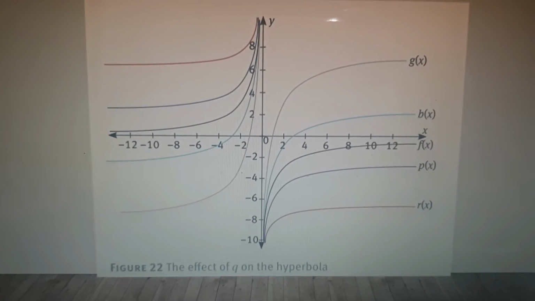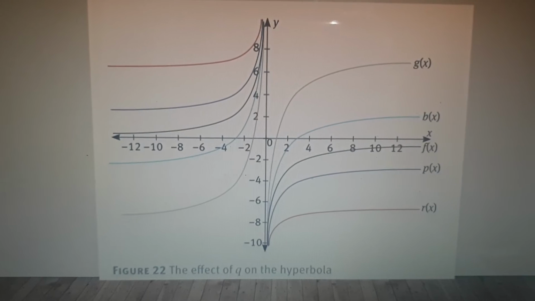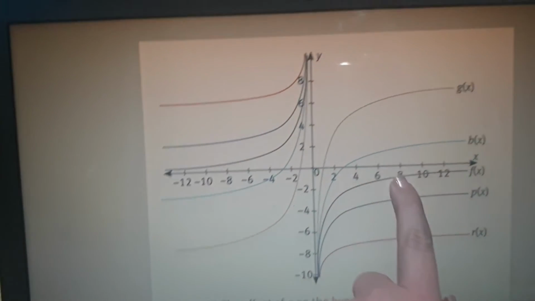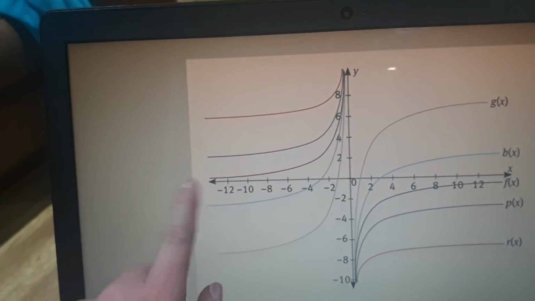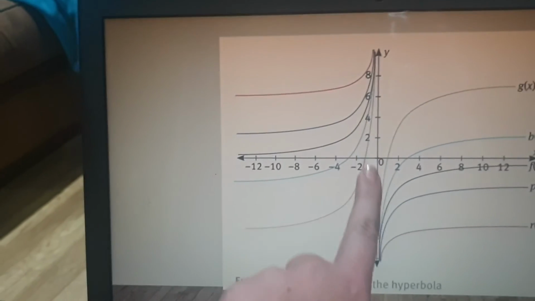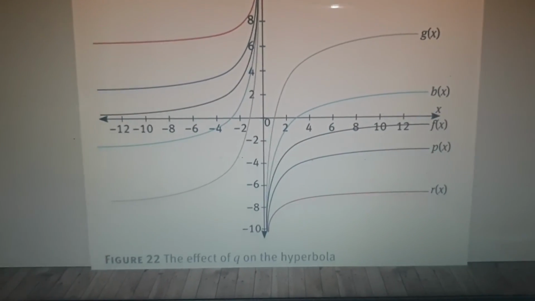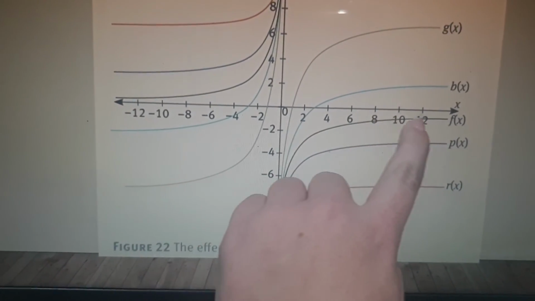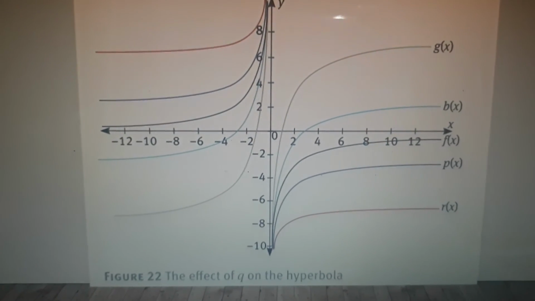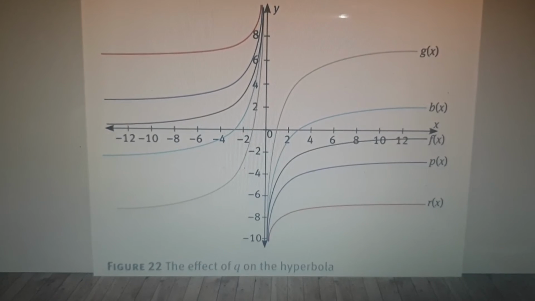So what does q do? q moves the graph up and down. The first one we had was the black one over here, and that means x equals 0 was an asymptote. y equals 0 is an asymptote. What does it mean? Our graph will constantly move towards the line, but it will never, ever, ever touch the line. That makes it an asymptote.